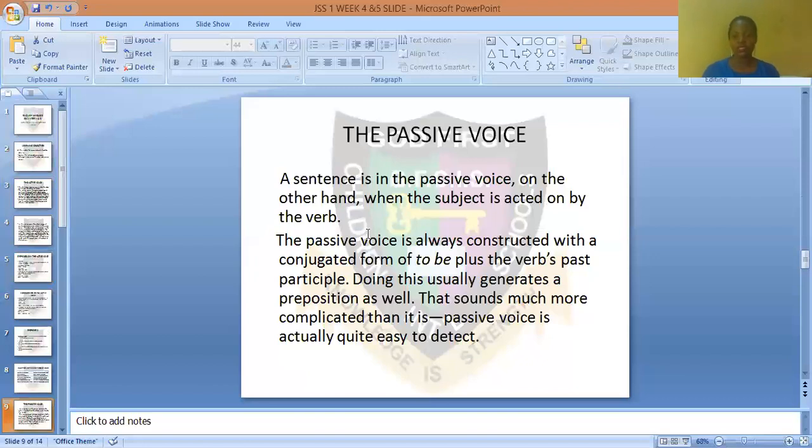Now this is the formation. This is how the passive voice is formed: to be verb plus the verb's past participle. Doing this usually generates a preposition as well, which is by. That sounds much more complicated than it is. Passive voice is actually quite easy to detect.